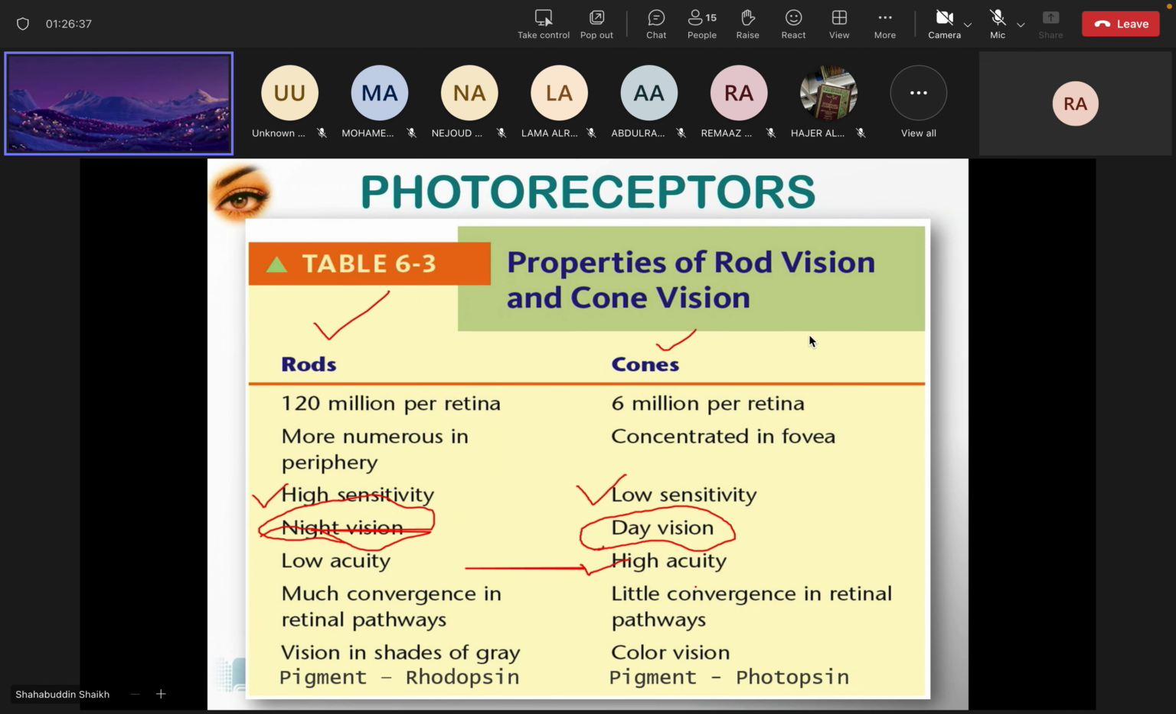Okay? Clear? Rods are in the periphery, so they don't have good acuity because light doesn't fall there clearly. So less acuity is there. Therefore, in the dark, we are not able to see things very clearly because the acuity of the rods is less.